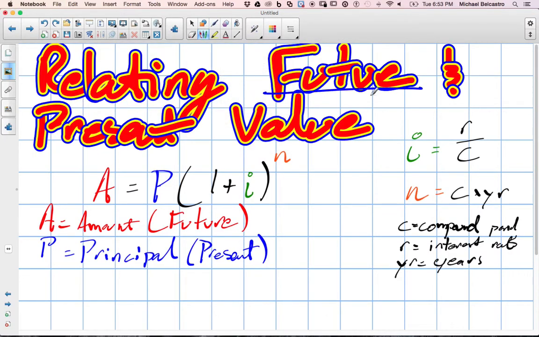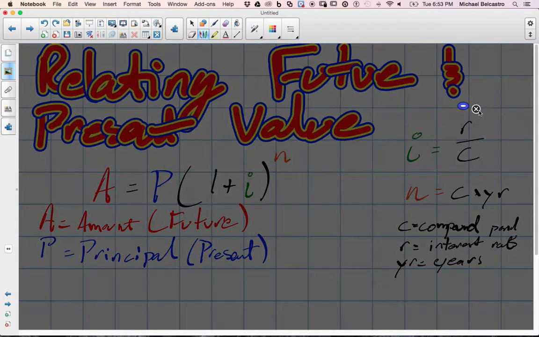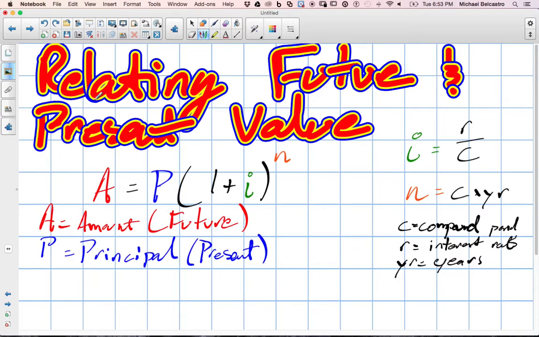We're going to look at future and present value of compound interest, and we're going to relate the two. So this is the common future value formula.